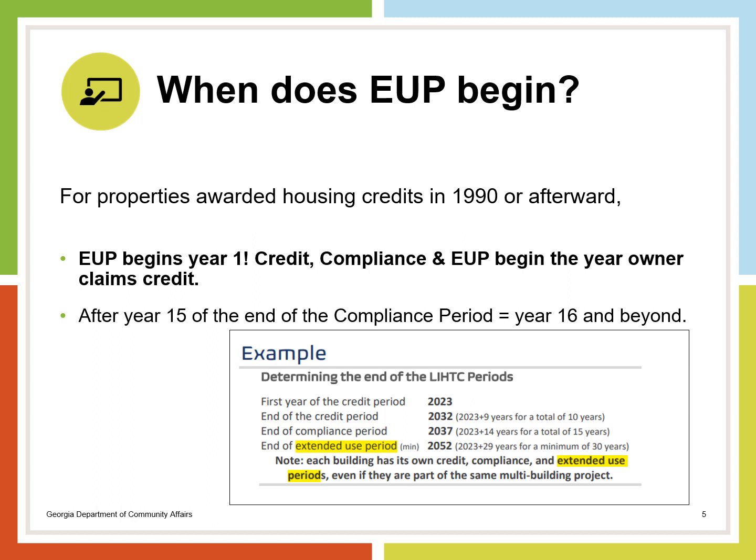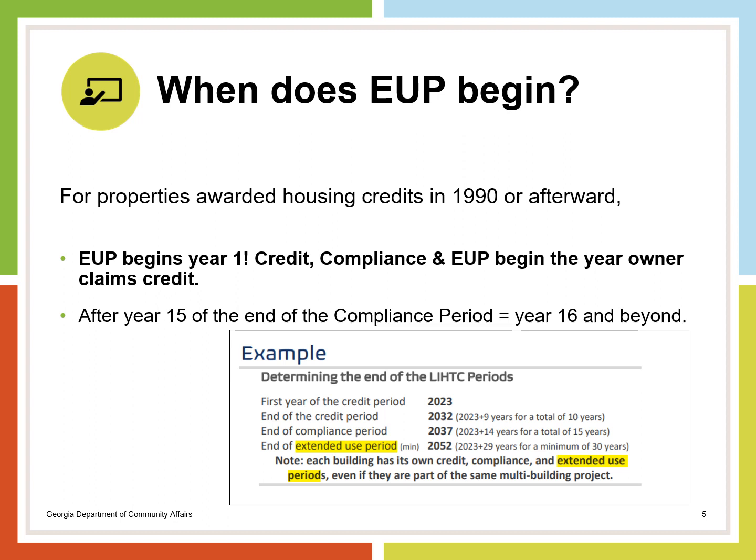So when does the EUP period begin? That is not a trick question, although it may seem like it. The extended use period begins at year 1. The year an owner starts claiming tax credits for a building, the credit, compliance, and extended use periods all begin that year. However, we consider the extended use period to be year 16 and beyond because the compliance monitoring requirements differ from the compliance or affordability periods of years 1 through 15.